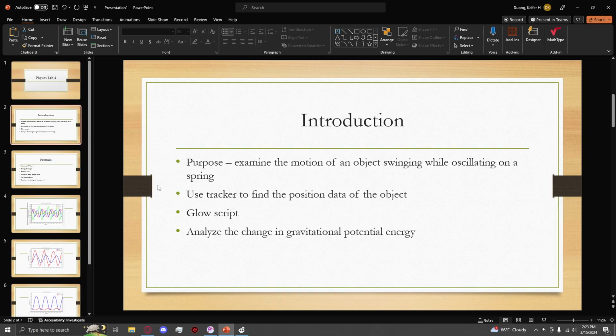So for the introduction, the purpose is to examine the motion of an object swinging while oscillating on a spring. And I use Tracker to find the position data of the object. And for my computational way, I use GlowScript. And this is to analyze the change in gravitational potential energy.